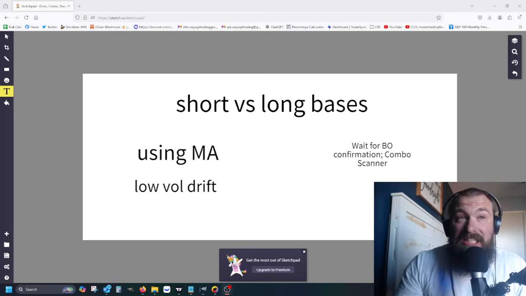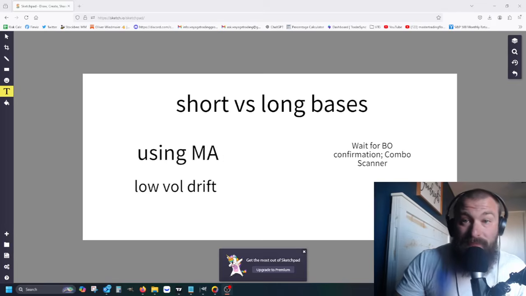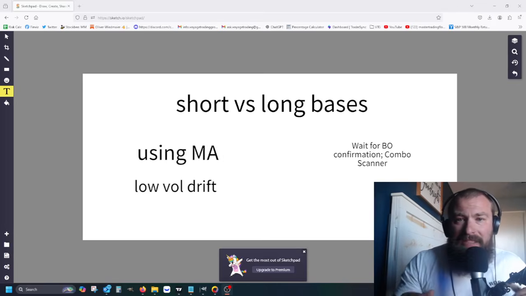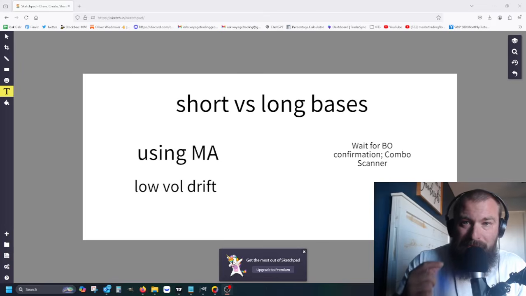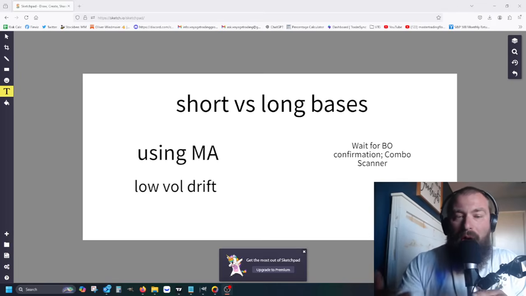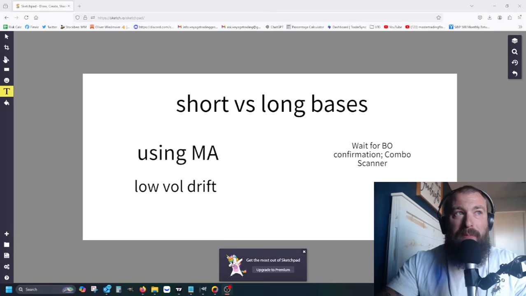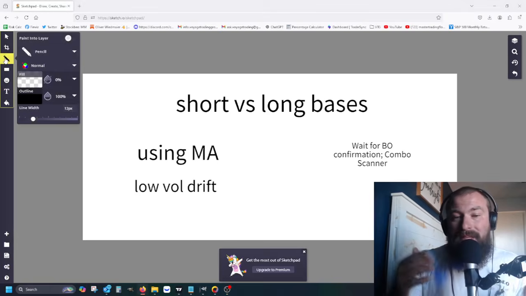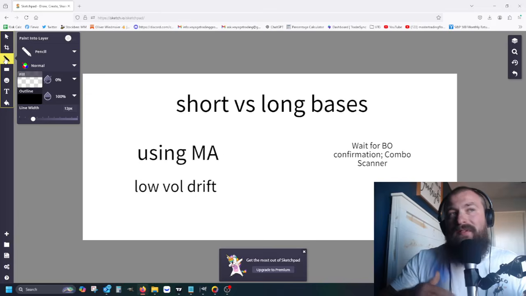Today I want to discuss short bases versus long bases, when to trade a short base, when to trade a long base, and exactly what it is we're looking for when entering in one of these bases. So before we get started, I always like to do a quick introduction of what it is that I trade, how I trade them. Very simply put, I'm trading momentum that's coming out of a tight consolidation that usually is kicked off from a gap up or some sort of catalyst.